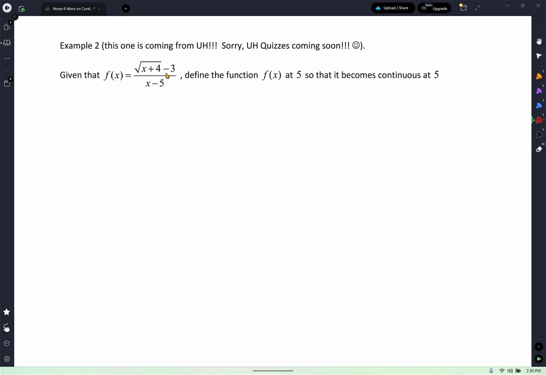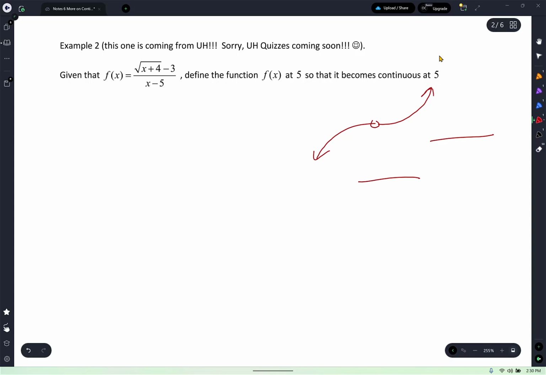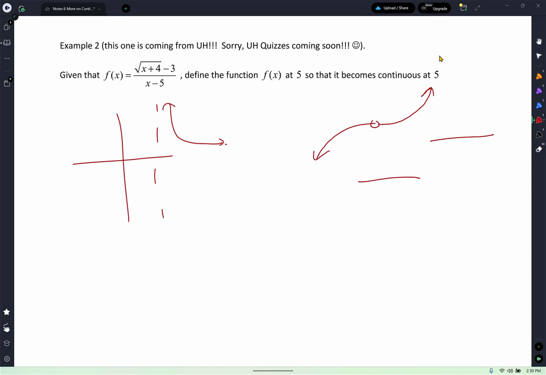Given that f of x equals the square root of x plus 4 minus 3 over x minus 5, define the function f of x at 5 so that it becomes continuous at 5. Okay, they're telling me that this function is possible to be continuous, maybe. Remember, guys, the only way that you can be continuous is if this has a hole. By the way, I just drew a random graph. I'm not saying this graph looks anything like it. I just drew something. If this graph looks like this, you can't be continuous. It's a jump. Or if this graph looks like, let's see, and then you have a vertical asymptote. If this graph looks like this at 5, then you can't be continuous. You have an infinite discontinuity.